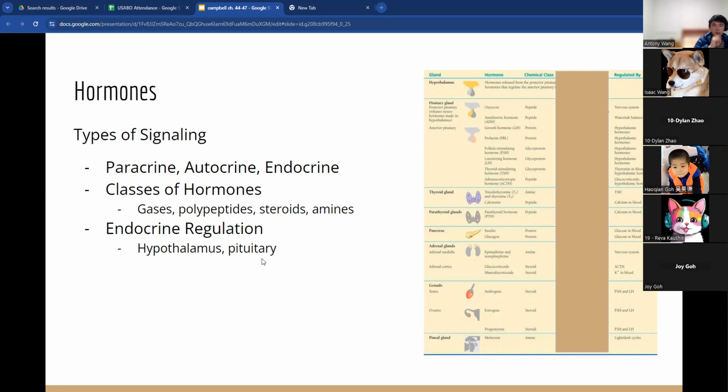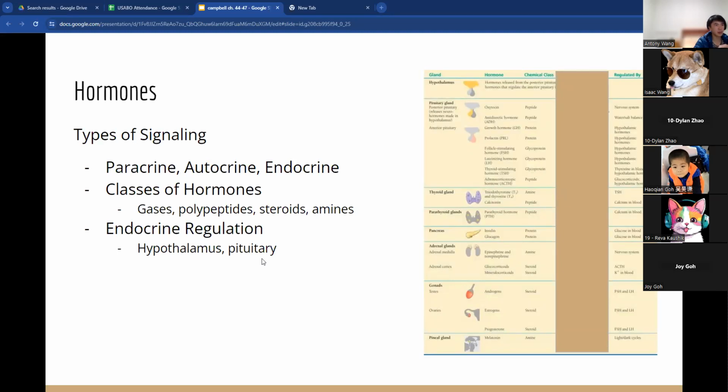Actually, let's talk about the pituitary first. The pituitary will release stimulating or inhibiting hormones. Does it release inhibiting hormones? No, it does not. I don't think it does.